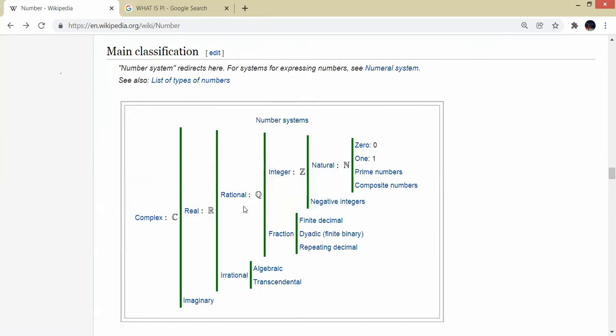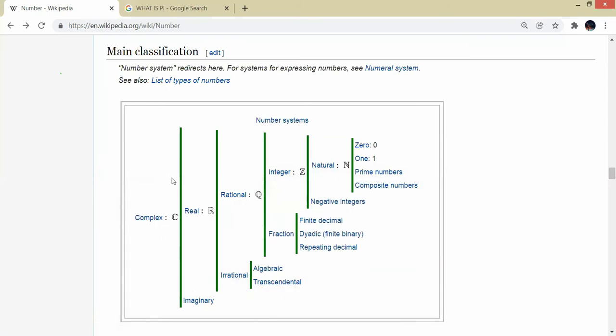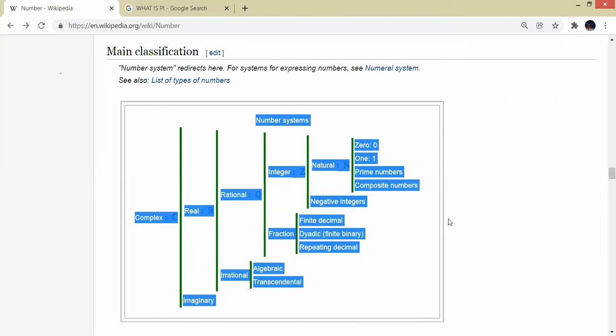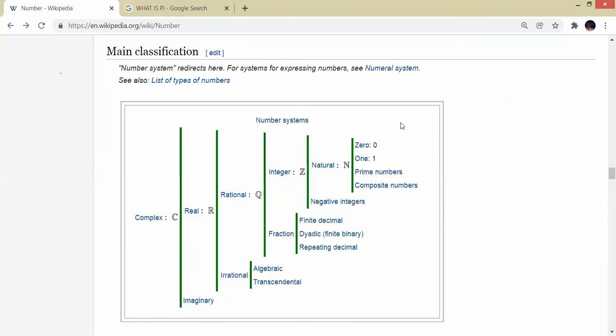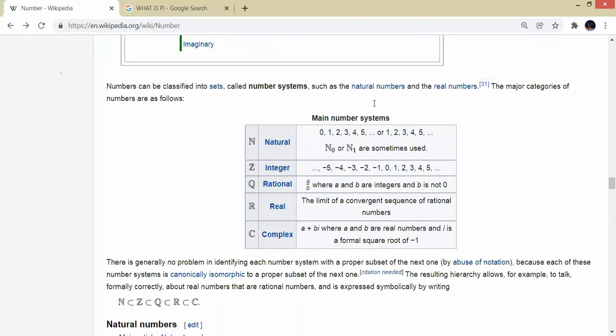This is rational. This is irrational. In the irrational, algebraic and transcendental numbers will be included. So in real numbers, rational and irrational both will be included. And in complex, all of these numbers will be included. This is the number system and the history of the number system.